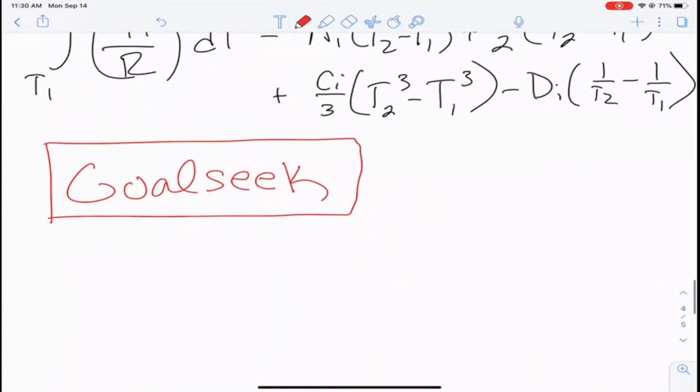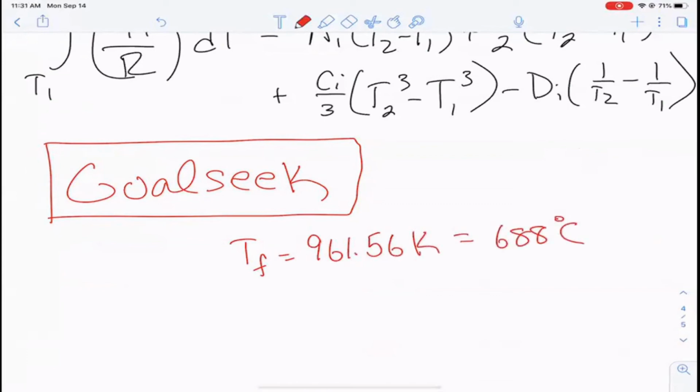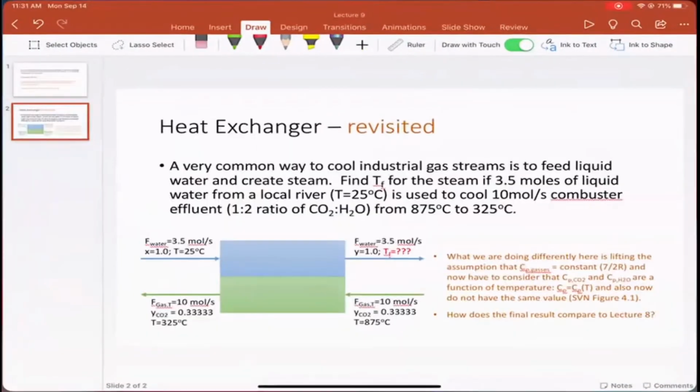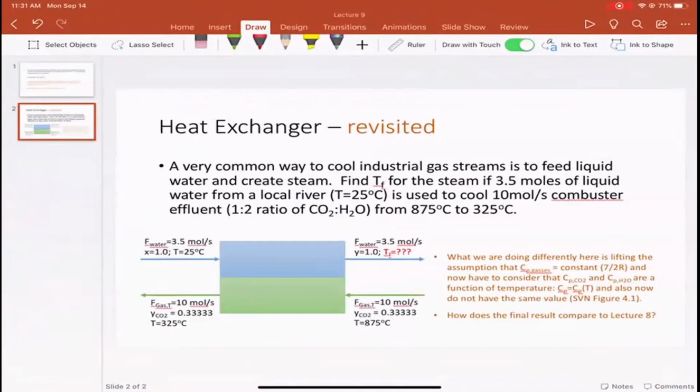So when we do that, T final is equal to 961.56 Kelvin, which is 688 degrees C. All right. So remember the context of this problem. We wanted to take water from a river, and we wanted to use the heat of vaporization to cool down this gas that was coming out of a combustor. And then we want to just let the steam go out into the environment, right? The stream that's coming out of the top right of blue here would be just water vapor.